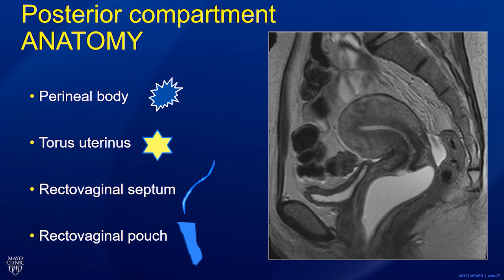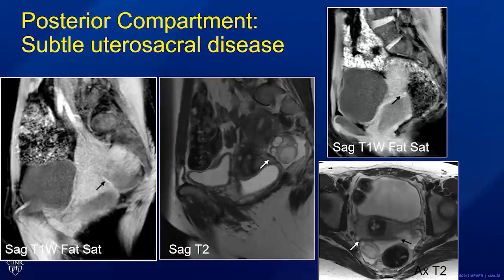Next, we're going to move on to the posterior compartment, which is a very interesting area because the disease process here can be quite complex. So starting with the perineal body and leading to the torus uterinus, we have the rectovaginal septum and the rectovaginal pouch. So the bilateral uterosacral ligaments are often involved by disease.